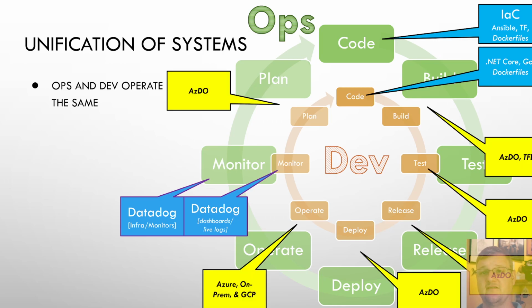Azure DevOps and Terraform Enterprise can handle the build. The test is with Azure DevOps. The release is with Azure DevOps. The deploy is with Azure DevOps. We operate on Azure, maybe on-prem and GCP. And finally, we do Azure DevOps work items or Azure work items and boards.